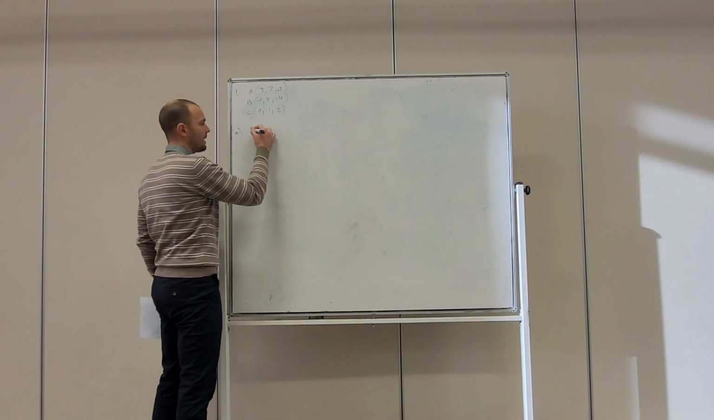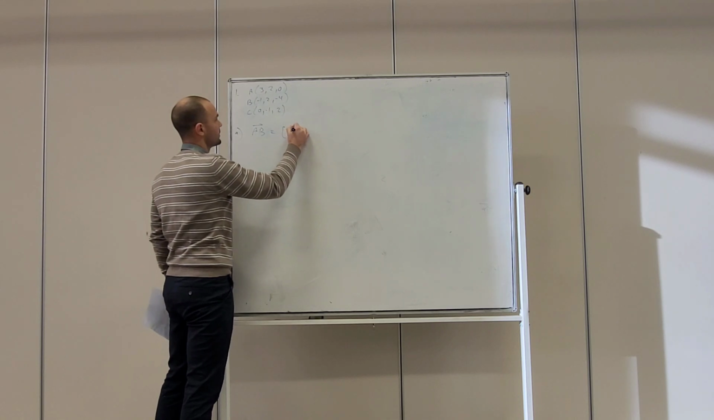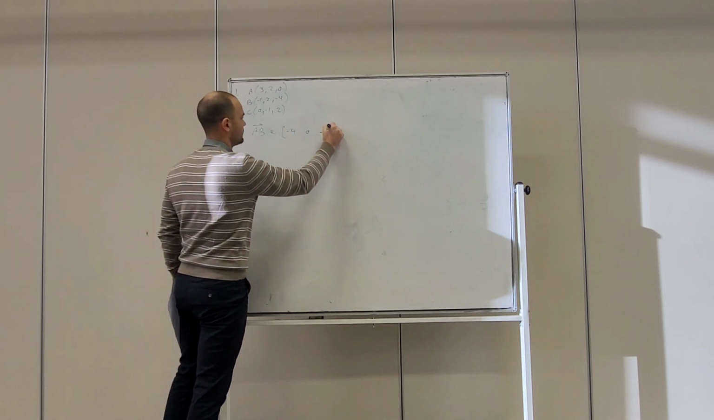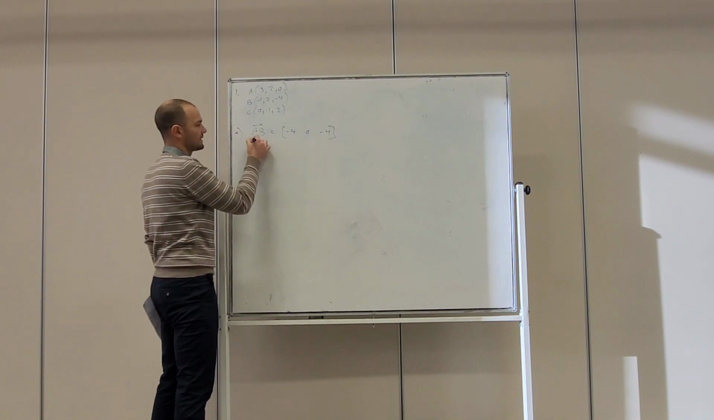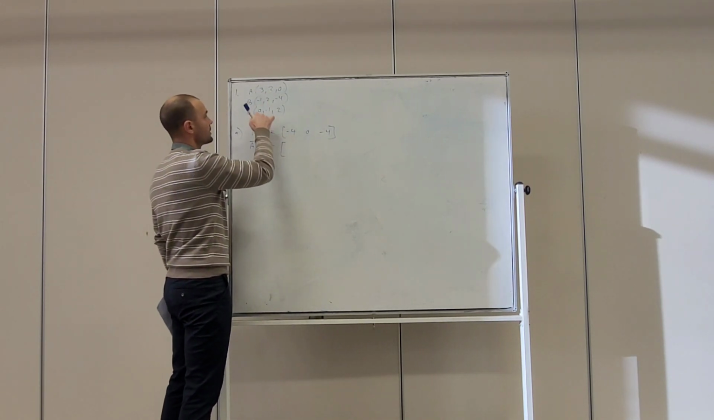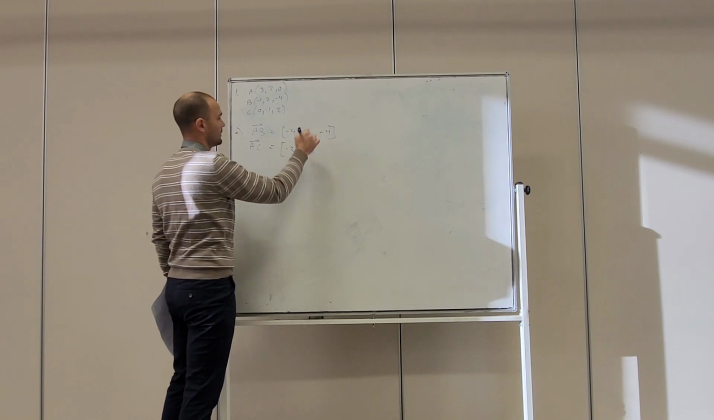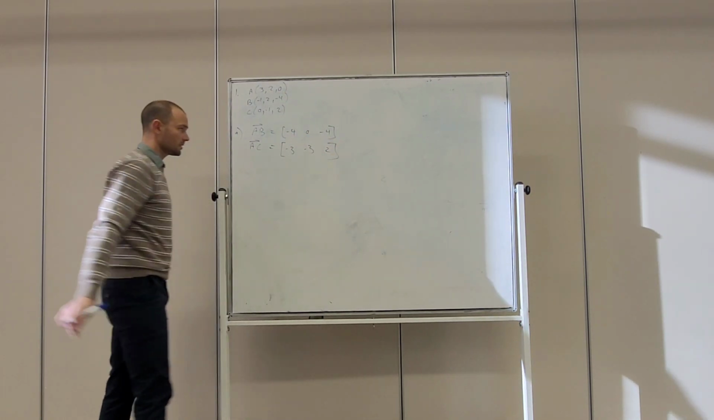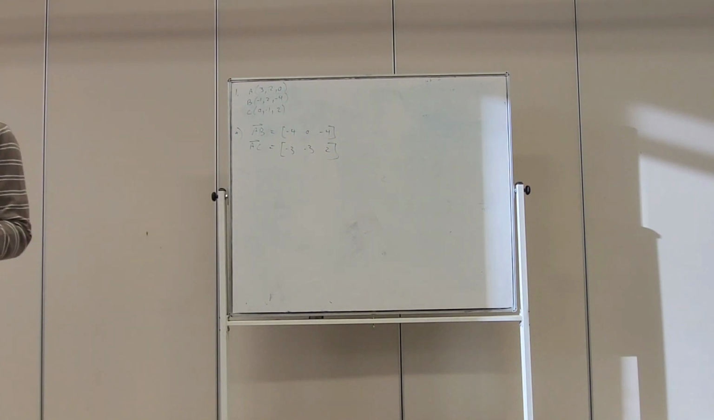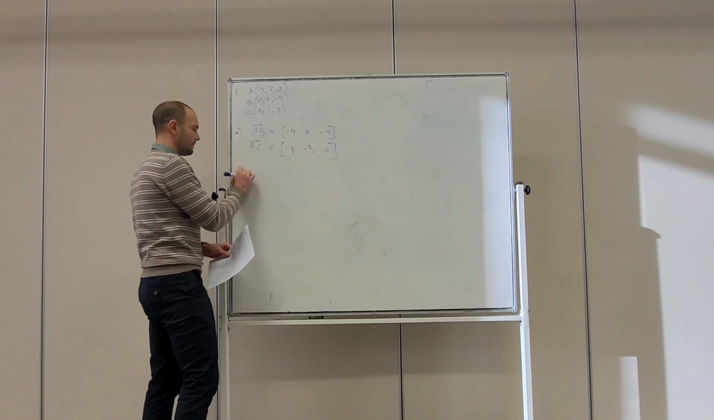The vector from A to B is the coordinates of B, take the coordinates of A. So we'll have -4, 0, -4. And the vector from A to C is going to be the coordinates of C, take the coordinates of A. So we'll have -3, -3, 2. So we have vectors AB and AC. We've answered part A.